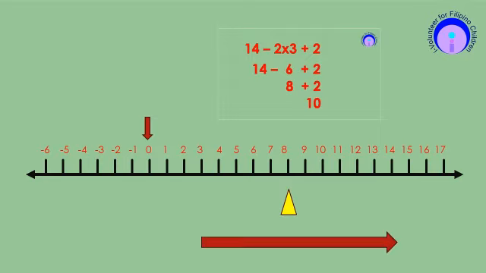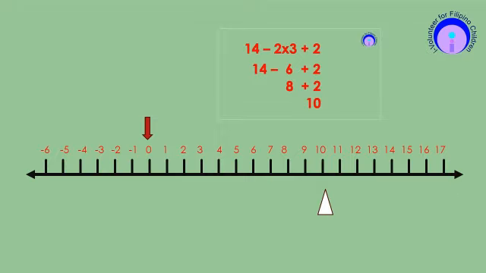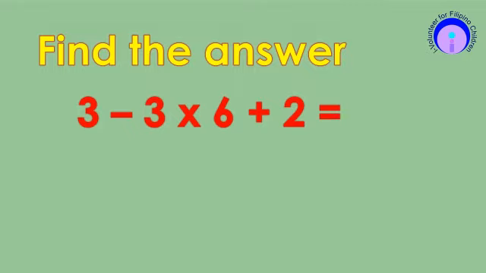Now, let's go to the next operation, which is addition, going to the right. 1 and 2. Asan na yung pointer? Yes, nasa 10 na siya. That is why our answer 10 is correct. Let's have another example.